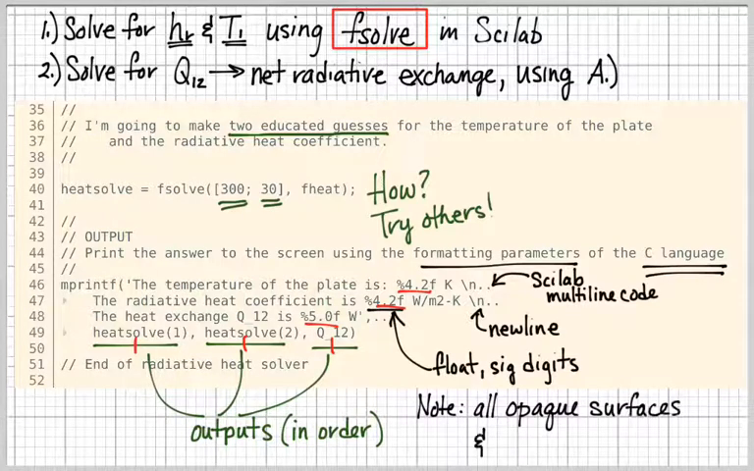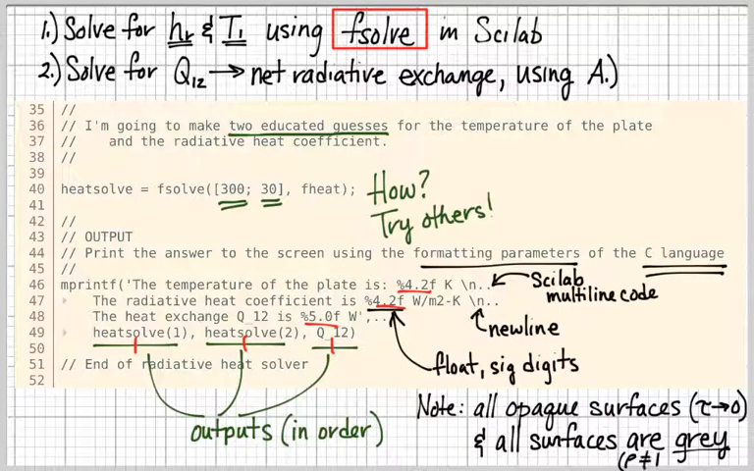So all of this work here is assuming that the surfaces are opaque, meaning the sky is opaque to long wave radiation effectively, and the flat plate collector certainly is opaque. So the transmittance is equal to 0, and then all the surfaces are assumed to be gray. They have a reflectance that is somewhere between 1 and 0.